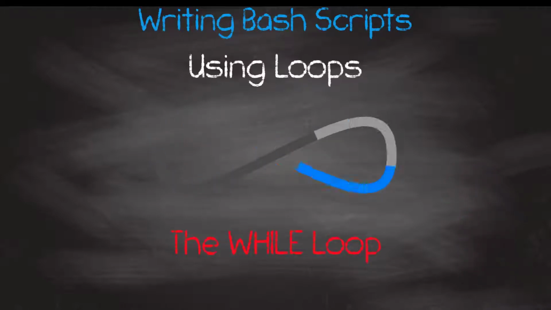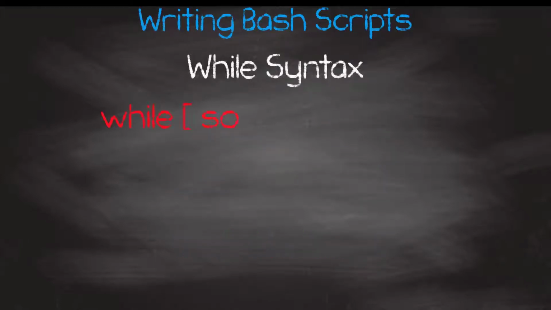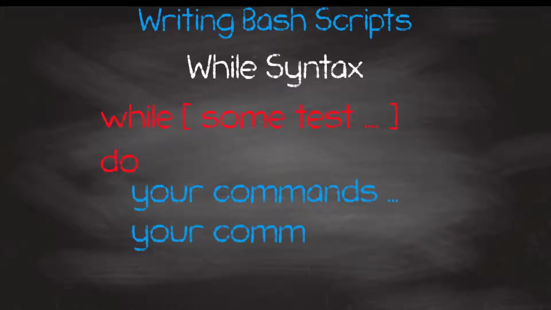A while loop says, while an expression is true, keep executing these lines of code. It has the following syntax: while and square brackets, subtest, the next line do, then a block of your commands, and then on the next line, done. Let me show you a quick example.